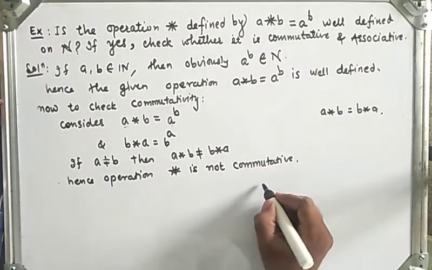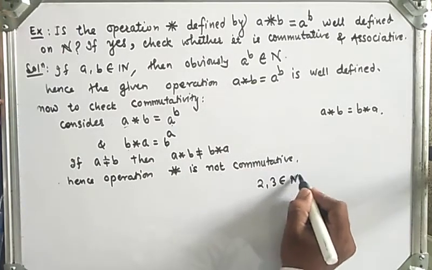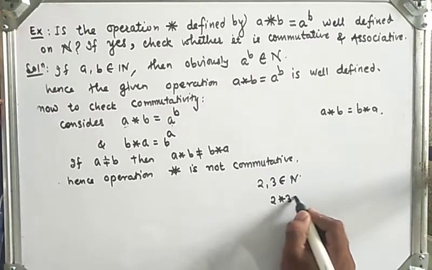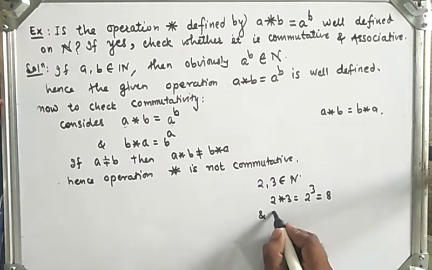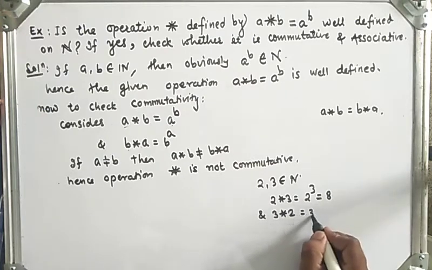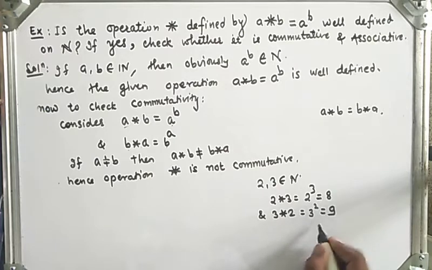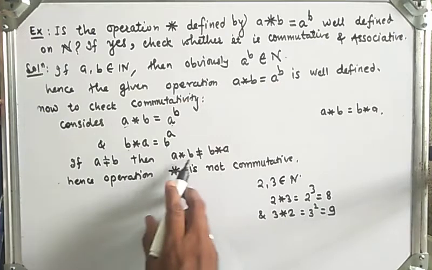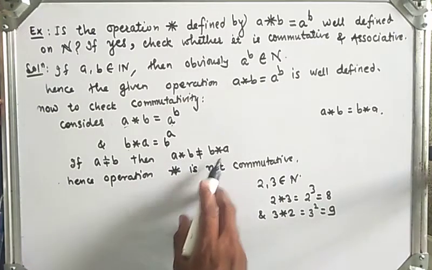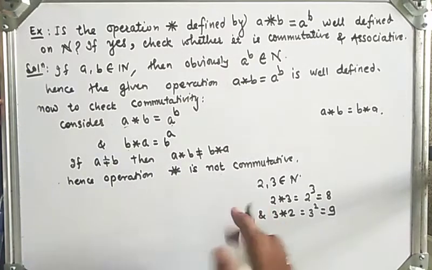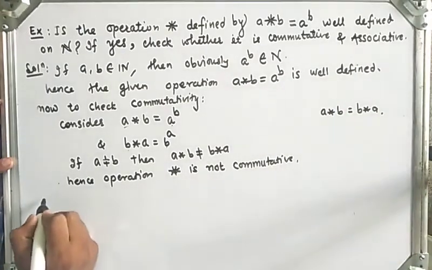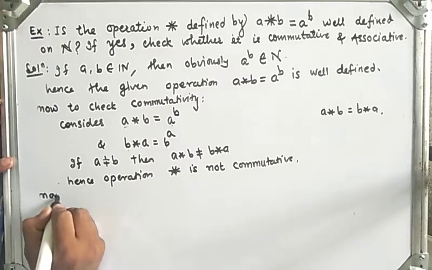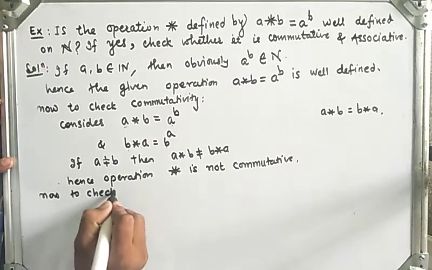Because if 2, 3 belong to the set of natural numbers, then 2 star 3 will be 2 raised to 3, which has value 8, and 3 star 2 is 3 raised to 2, which has value 9. So 8 is not equal to 9, right? So a star b is not equal to b star a, meaning star is not commutative. Now let's check the associativity property.